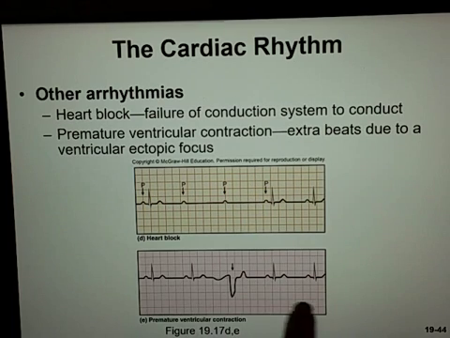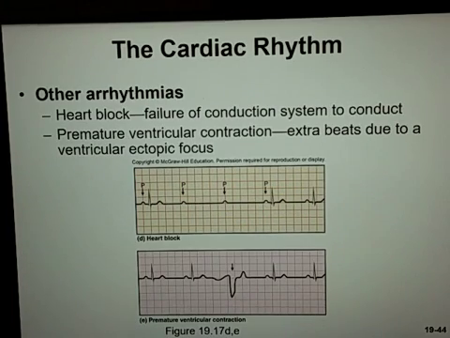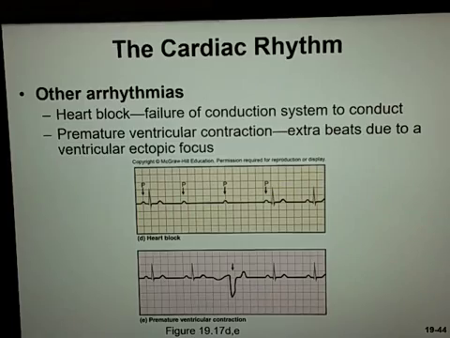Down here, this one right here is showing, most likely, the ectopic focus, where the beat is starting somewhere other than the SA node, and that's affecting the contraction of the ventricles.